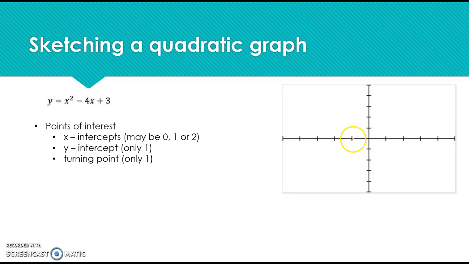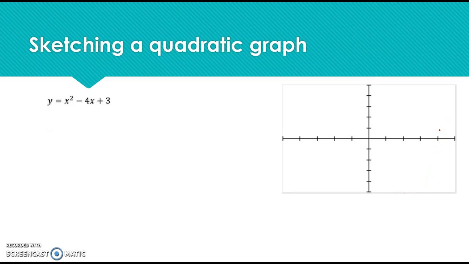So we might have x-intercepts here and here, we might have a y-intercept here, and we might have a turning point somewhere down here. Once we've got those, it's just a case of joining the dots, marking it in with some arrows on the end, labelling our axes, and preferably our points as well, and we're done. So let's look at this example. So I've cleared up the screen a little bit, and let's see what happens.